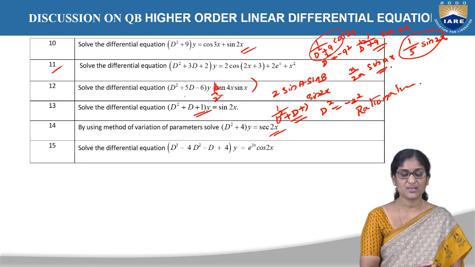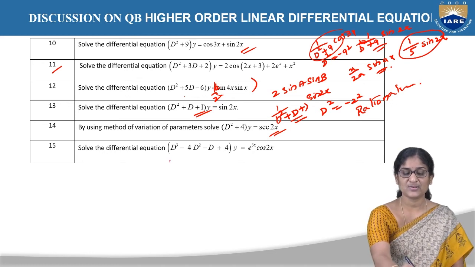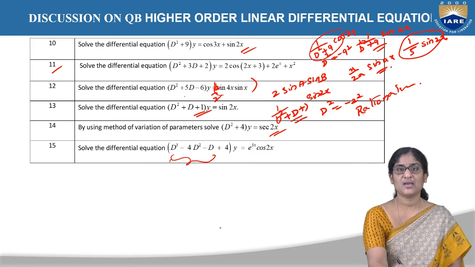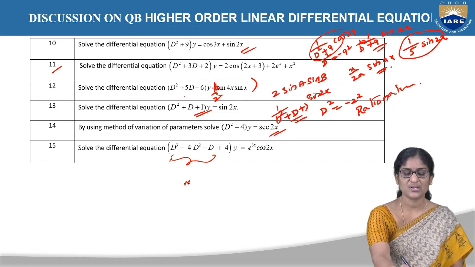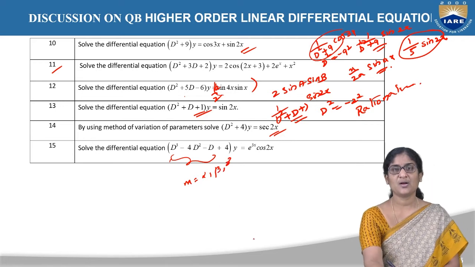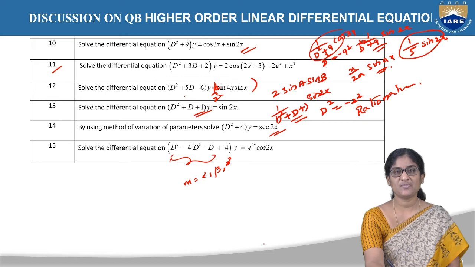Next, going to the 15th question, (D³ - 4D² - D + 4)y = e^(3x) cos 2x. So that is the equation. Here the left hand side is a third degree equation. What is the auxiliary equation here? m³ - 4m² - m + 4 = 0. So you have to solve to get the three roots, let's suppose alpha, beta, gamma. The complementary function is nothing but c1 e^(αx) + c2 e^(βx) + c3 e^(γx).